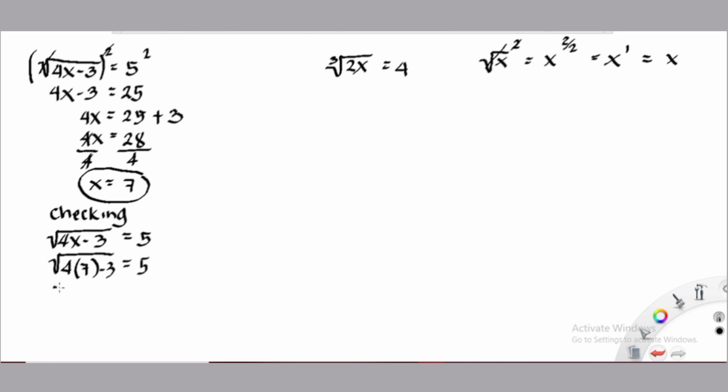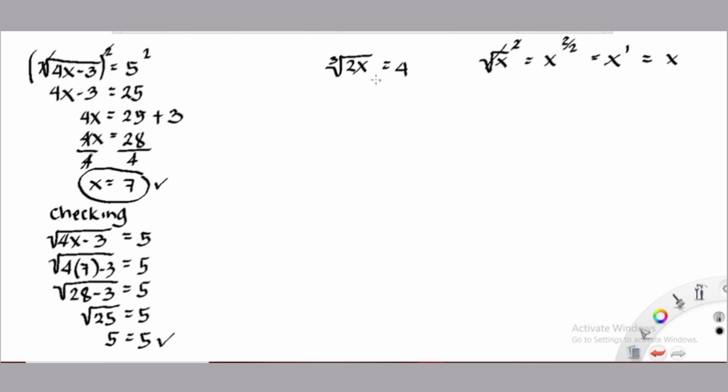So we will have now the square root of 4 times 7, that is 28, minus 3, is it equal to 5? So this will become the square root of 28 minus 3, that is 25, is it equal to 5? Square root of 25 is 5, which is equal to 5, and that is correct. So it means to say x equals 7 is a correct solution to our equation.